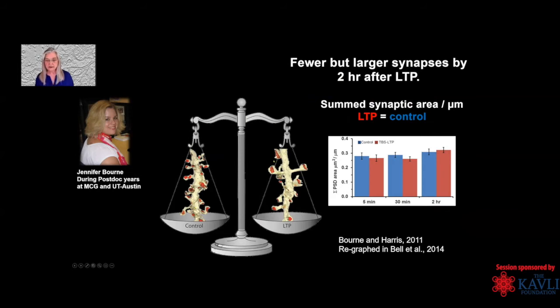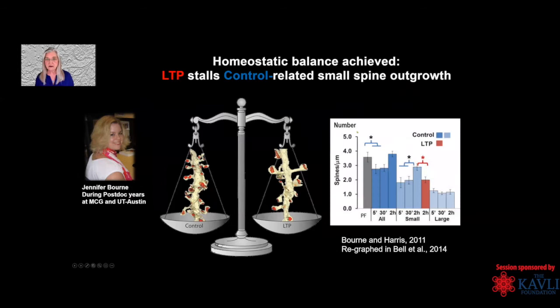Nevertheless, if you summed up the total synaptic surface area in the LTP and control condition and looked at 5 minutes after theta burst or control stimulation, for 30 minutes or 2 hours later, you see that the summed PSD area squared per micron length of dendrite remained constant. And this homeostatic balance was achieved because LTP actually stalls the normal control-related recovery in small spine outgrowth relative to perfusion fixed brain that normally happens over the time course of 2 hours of control stimulation. LTP prevents this outgrowth of new small spines. Therefore, you have room for enlargement of the large spines that are present in the neuropil.